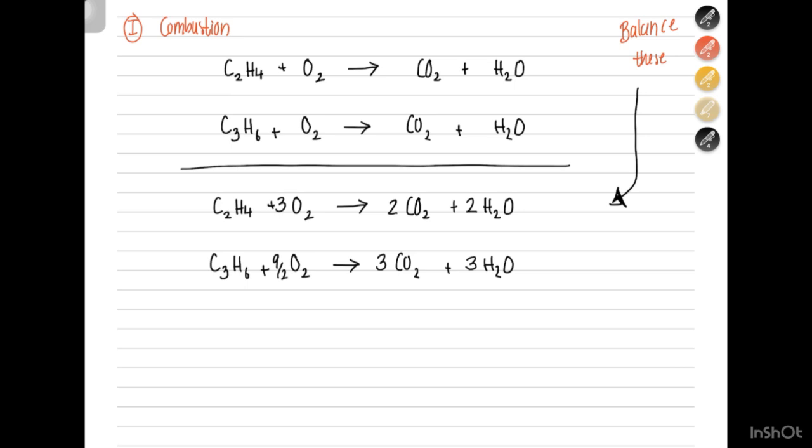If you want to write it in whole form, we just multiply all of them by 2. We get 9 oxygen, 2 C3H6, 6 carbon dioxide, and 6 water molecules. So both of them are correct.